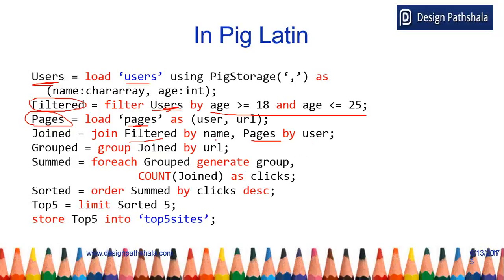So the user and the name, this is the ID in this file and this is the ID in this file. And then group them based on the URL. Then for each group, we are generating the count of the clicks. We are ordering them based on the click counts, limiting to the top 5 records and dumping them.